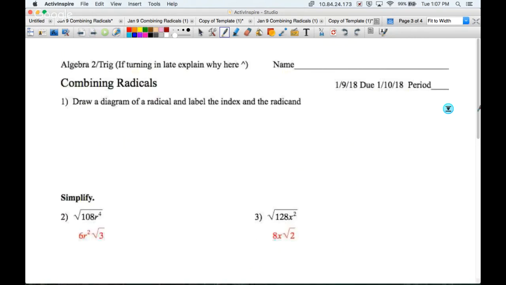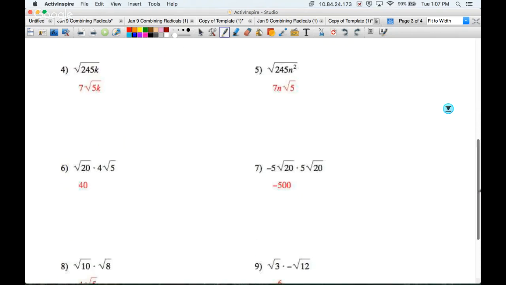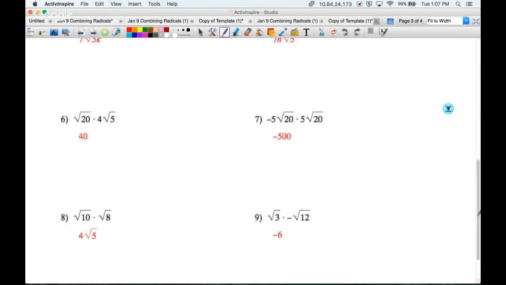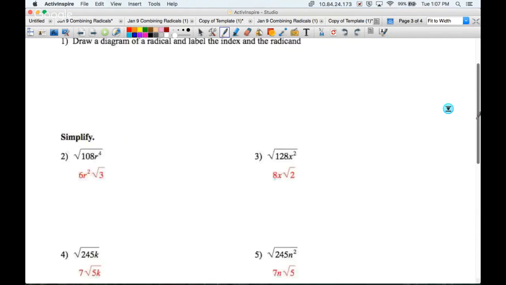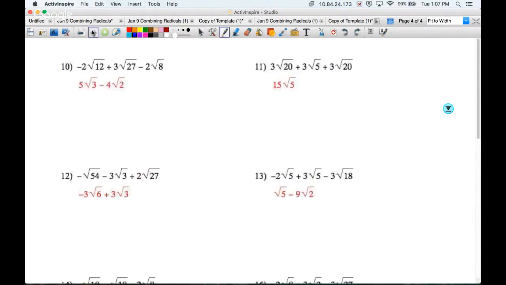Let's just see that we got that right. Yep, negative 6. All right. Onto the back side here. We'll try to find a couple tricky ones.